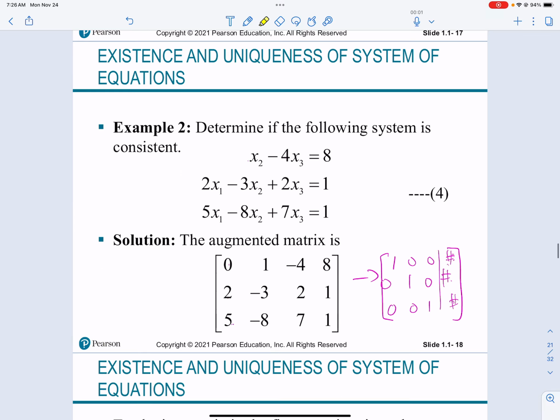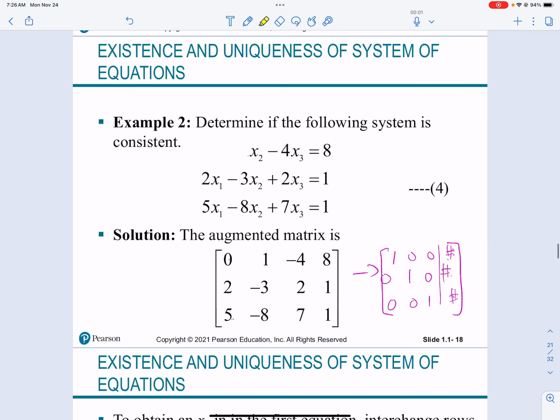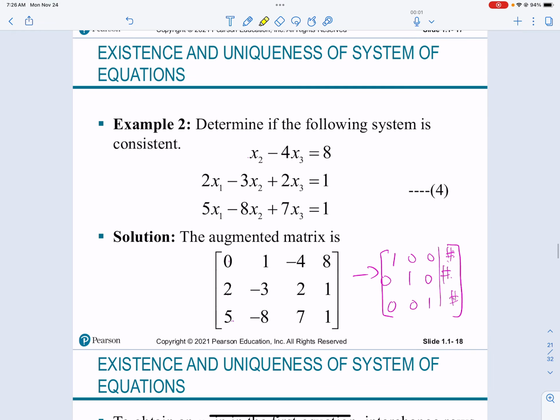Okay. So now let's look at another example. And so, like x2 minus 4x3 equal to 8, what will be the augmented matrix? 0, 1, negative 4. Yeah, so you guys already know all these rules. Just put all the coefficients right there. 2, negative 3, 2, 1, 5, negative 8, 7, 1. Yeah, so the first 3 columns, what is this thing called? The coefficient matrix.